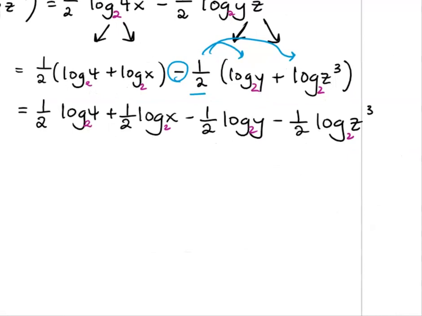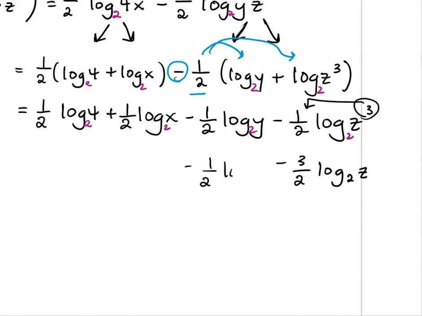Okay, so to finish simplifying, I have a few more things to do. I have this exponent of 3 that can come down and get multiplied with that 1/2 using the power rule. So I'll go ahead and bring that down, and I'll just bring down everything that we had before that. Not forgetting to put my index of 2 on the logs.